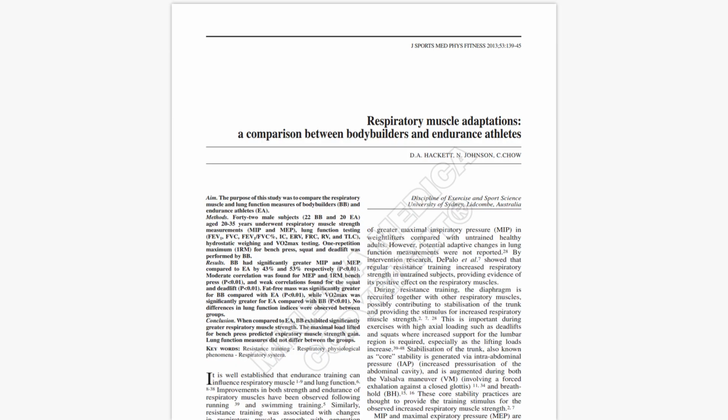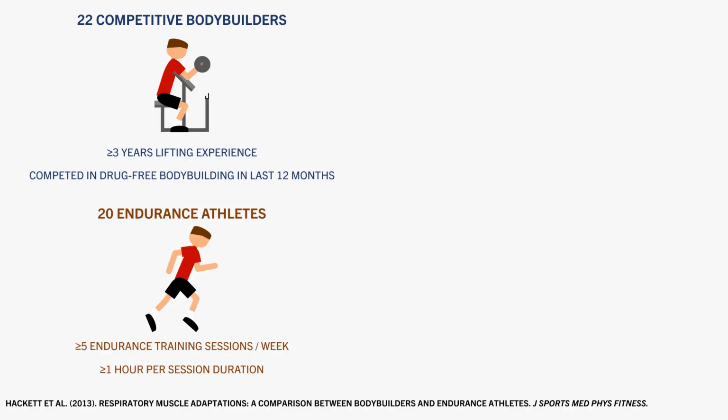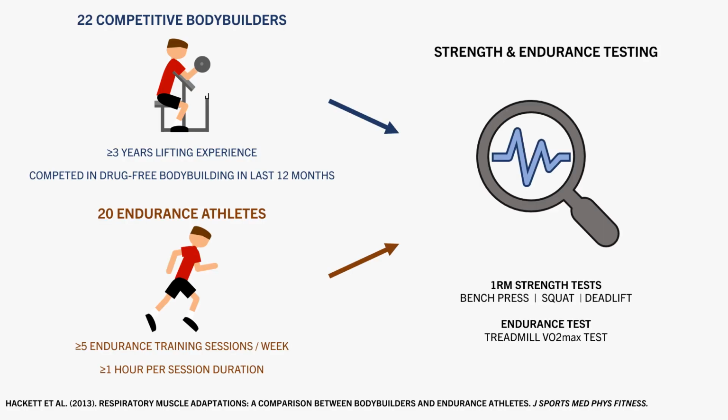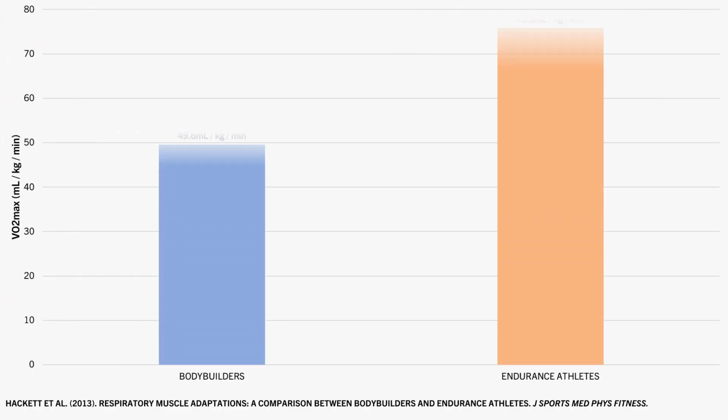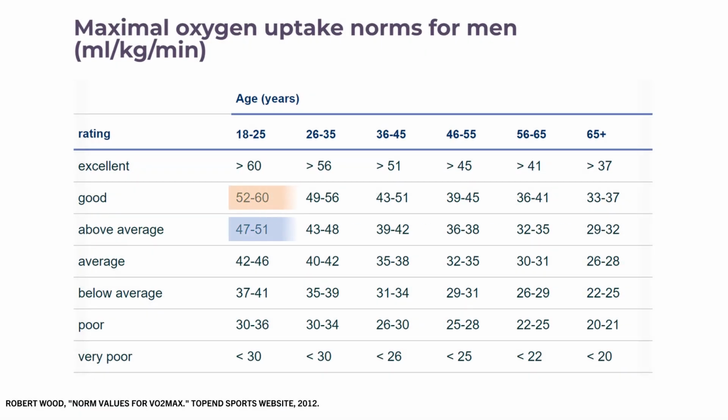This study compared cardiorespiratory endurance between bodybuilders and endurance athletes. 22 competitive bodybuilders and 20 endurance-trained subjects underwent 1RM strength testing and endurance testing. As expected, the endurance athletes had a greater VO2 max ability, which is a general indicator of cardiorespiratory endurance. However, the bodybuilders still had a decent level of fitness by most standards at around 50 milliliters per kilogram per minute. This would put the bodybuilders in around an above average to good range based on males of their age.